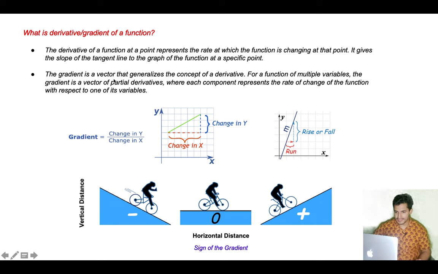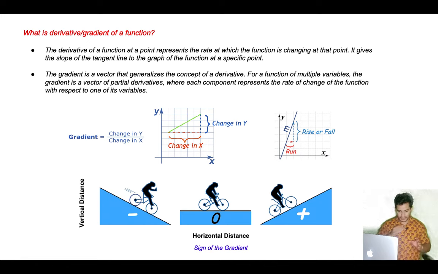And what is a gradient? Gradient is a vector that generalizes the concept of derivative for a function of multiple variables. The gradient is a vector of partial derivatives, where each component represents the rate of change of a function with respect to one of the variables, assuming others are constant. We'll start with something simple: the derivative is negative when the function is decreasing. When the function remains constant, the derivative is zero, and when the function is increasing, the derivative is positive. That is the sign of the gradient.